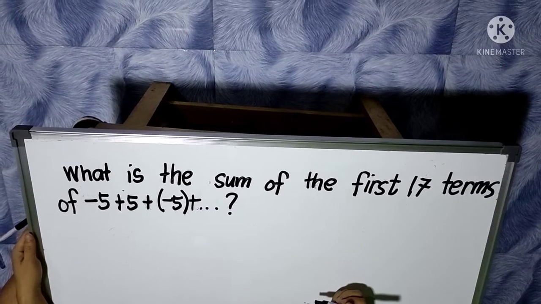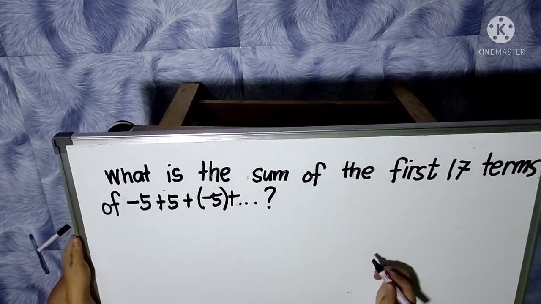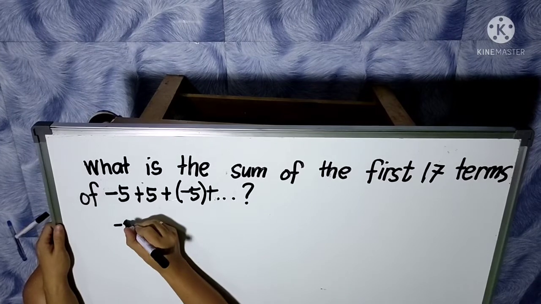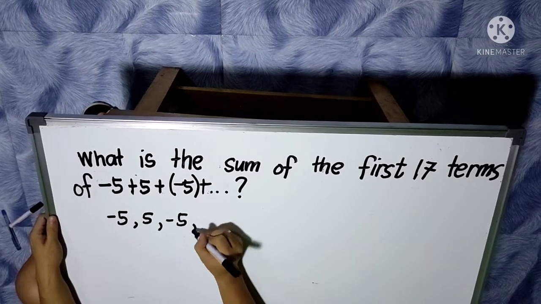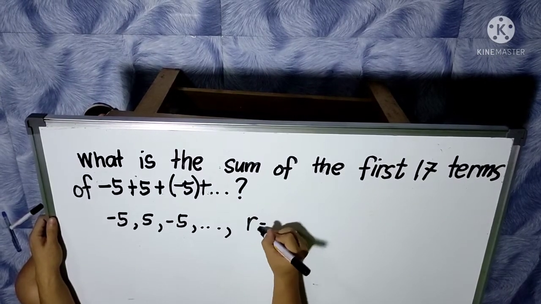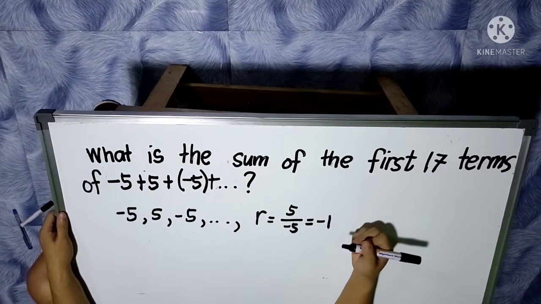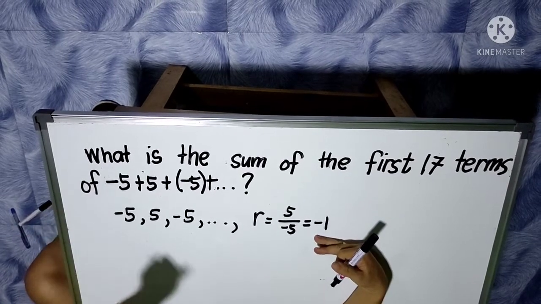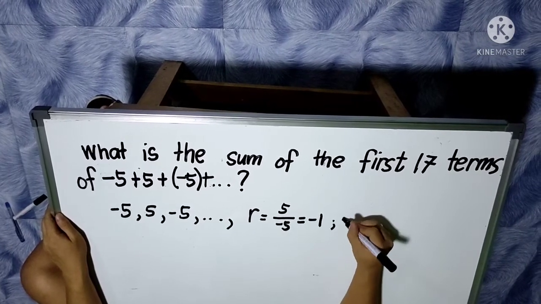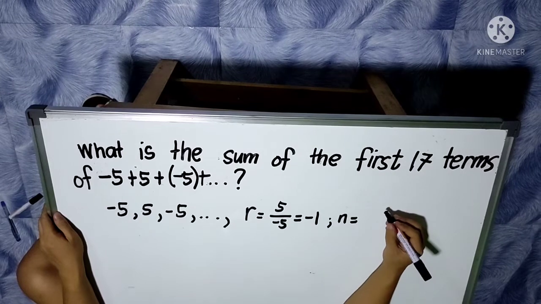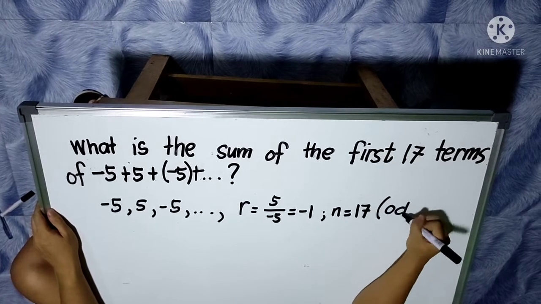Another example: what is the sum of the first 17 terms of negative 5 plus 5 plus negative 5 plus so on? So let us express it in sequence form: negative 5, 5, negative 5, and so on. Solve for your r. r is equal to 5 over negative 5, which is negative 1. Again, your r is negative 1. There are 2 available formulas if your r is negative 1. Therefore, you need to get the value of your n to help you decide which of the 2. n is equal to 17, which is odd.